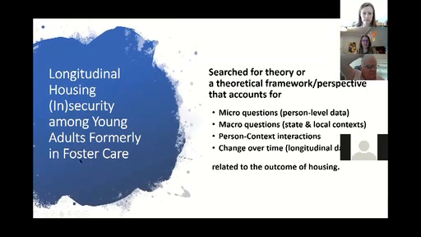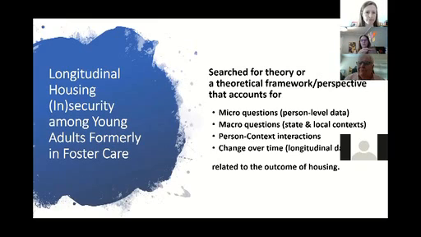So I'm looking at longitudinal housing insecurity among young adults formerly in foster care. And in my search for theory or a theoretical framework, I wanted to find something that would help me to look at micro questions, so person level data. I'm using quantitative data, so I needed something that would work for that. And I have some person level questions, which I'll show you in a second.